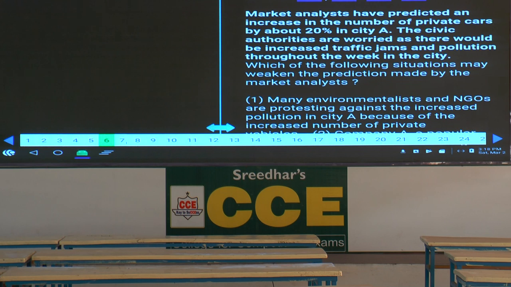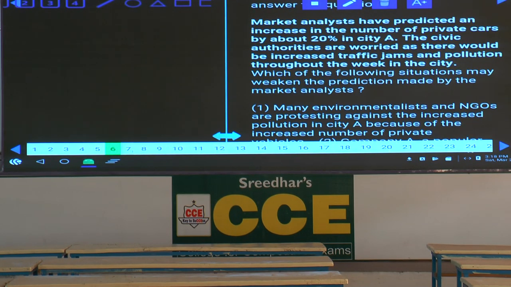Then coming to question number 6. Market analysts have predicted an increase in the number of private cars by 20% in city A. Clear? Now in this one, market analysts have predicted an increase in the number of private cars by about 20% in city A. The civic authorities are worried as there would be increased traffic jams and pollution throughout the week in the city. Now because of this prediction made by the market analysts, the civic authorities are worried that more cars are going to come. As the number of private vehicles is more, traffic jams and pollution will be there throughout the week in the city.